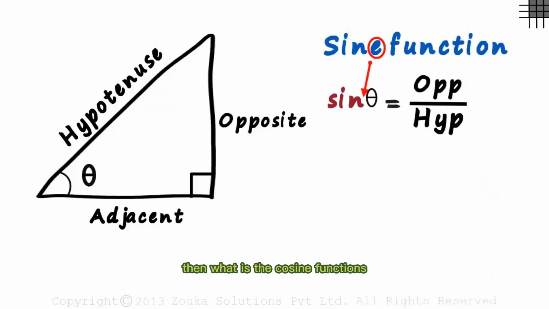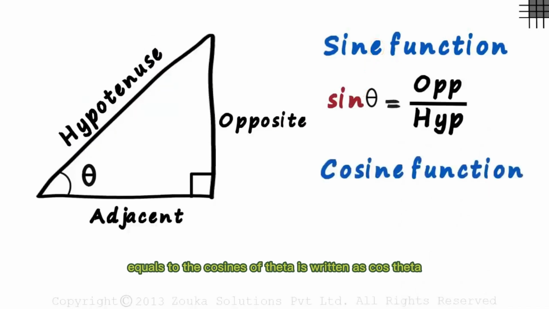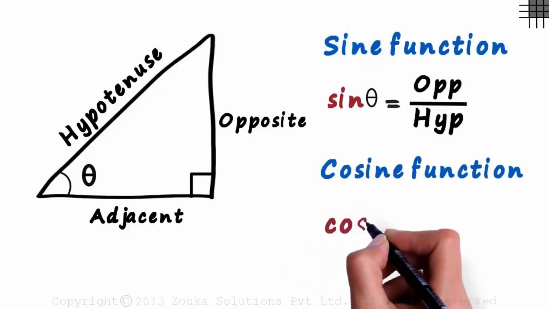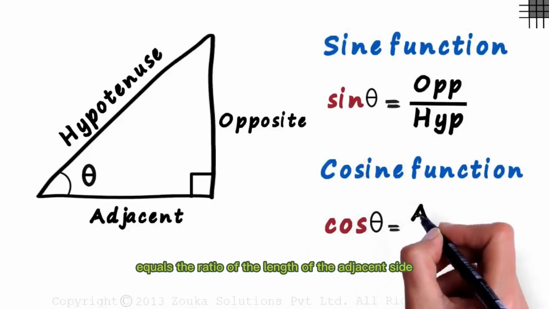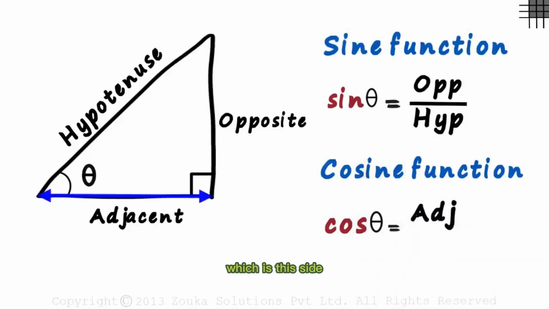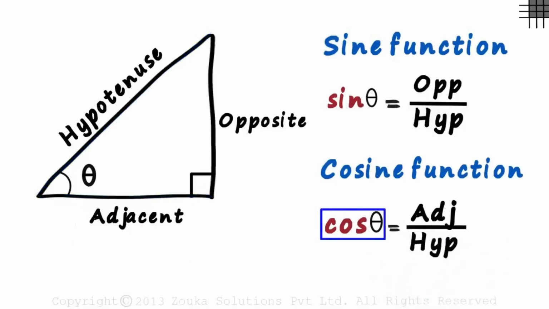Then, what is the cosine function equal to? The cosine of theta is written as cos theta. We ignore the i and e. The cosine theta equals the ratio of the length of the adjacent side, which is this side, to the length of the hypotenuse. Cos theta is adjacent by hypotenuse.